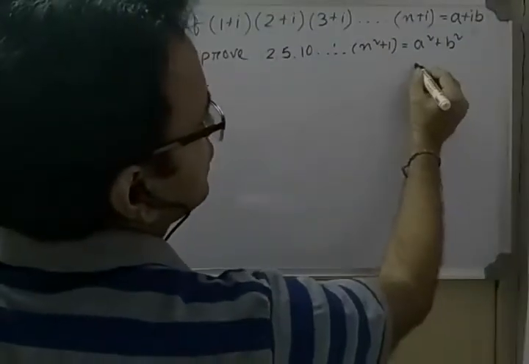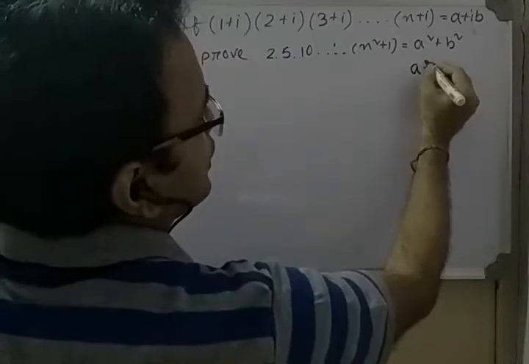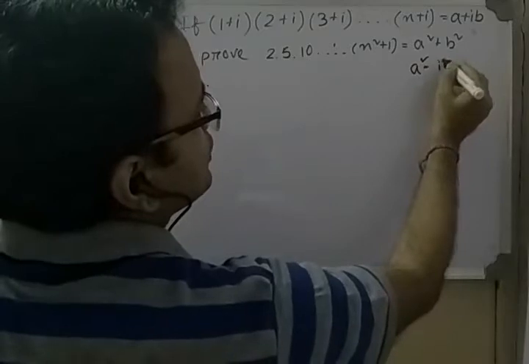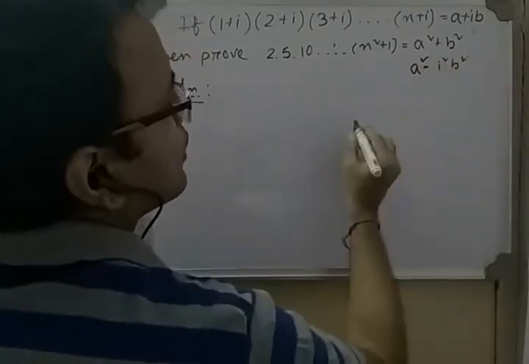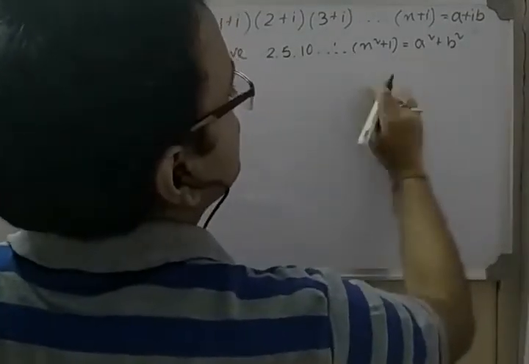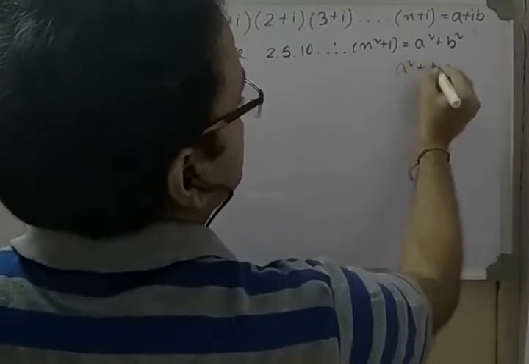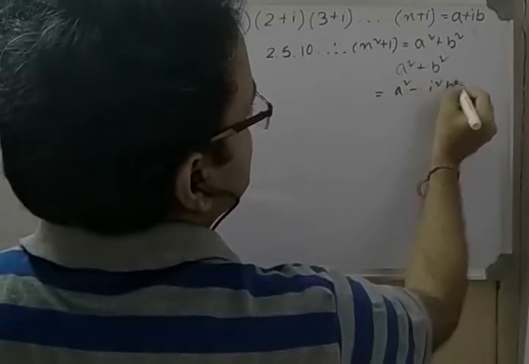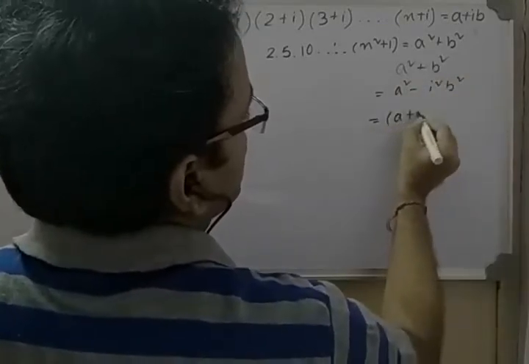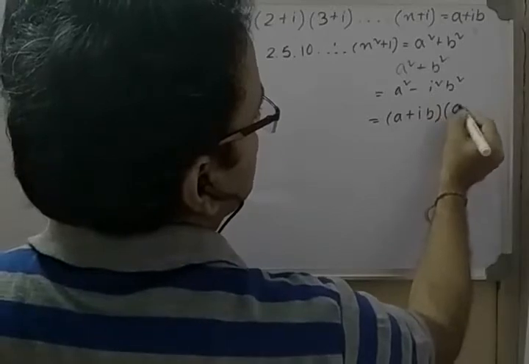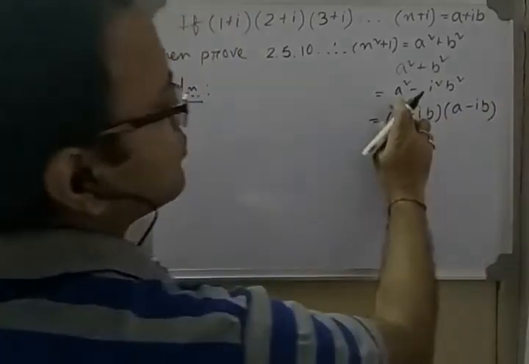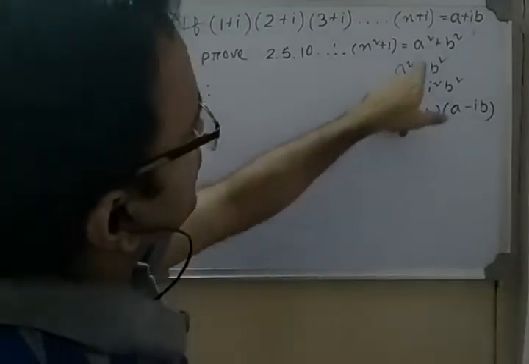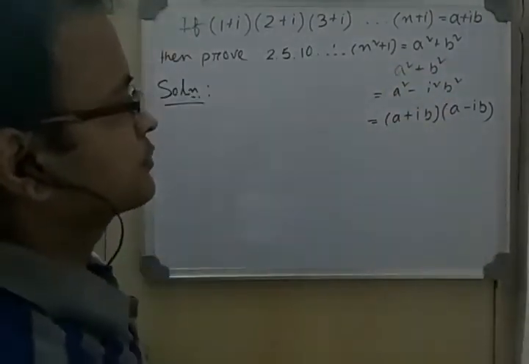What is a square plus b square? It is a square minus i square b square. Actually, if I do it in a little bit more detail, then this is a square minus i square b square. So (a plus ib) into (a minus ib). Simple formula for a square minus b square: (a plus b) into (a minus b). So a square plus b square is actually this.